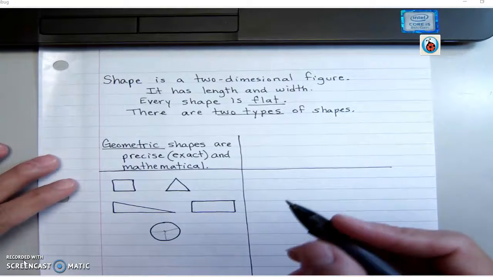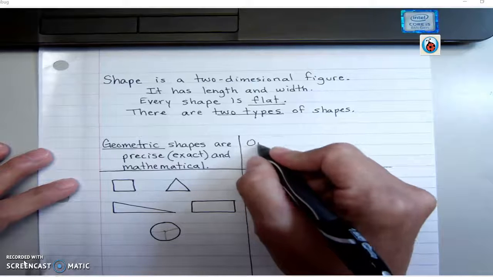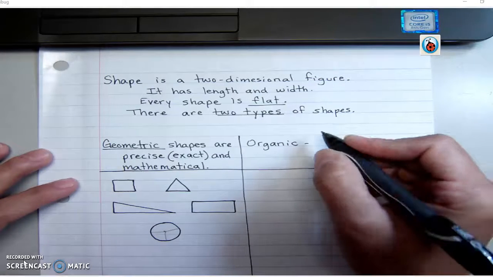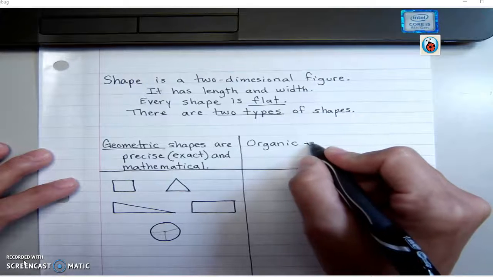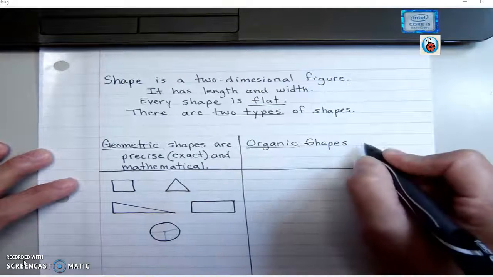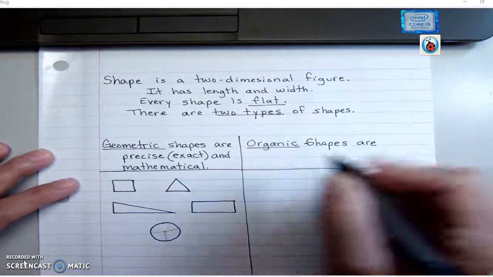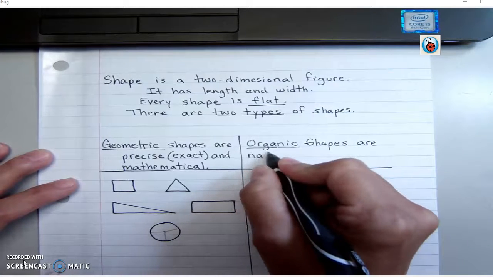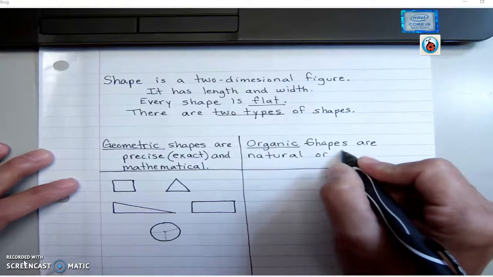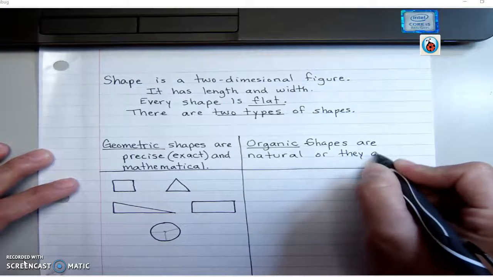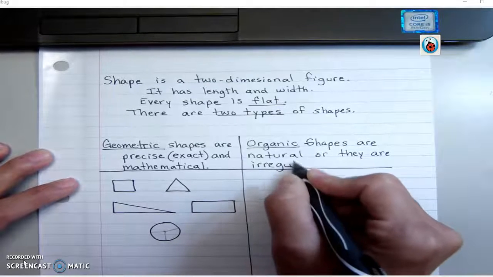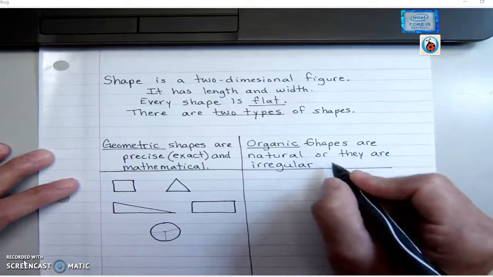Okay? The other types of shapes are called organic shapes. Okay? Organic just means natural. So organic shapes, these are natural or they are irregular. So basically like a free form, free shape.